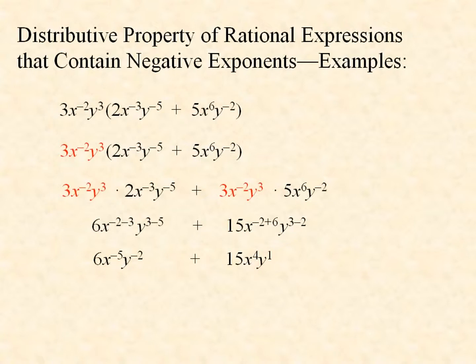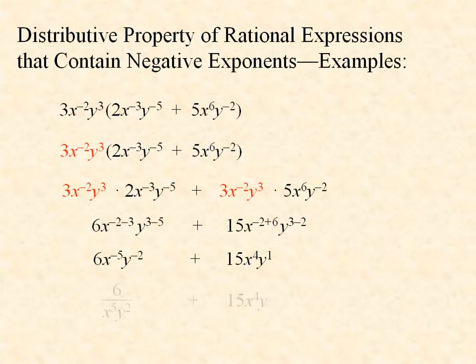We have 6x to the negative 5 because negative 2 and negative 3 add to negative 5. y to the negative 2 because 3 and negative 5 add to negative 2. And for the second term, 15x to the 4th, because we have x to the negative 2 plus 6, y to the first, because 3 minus 2 is 1.